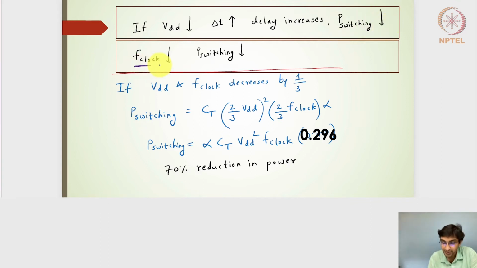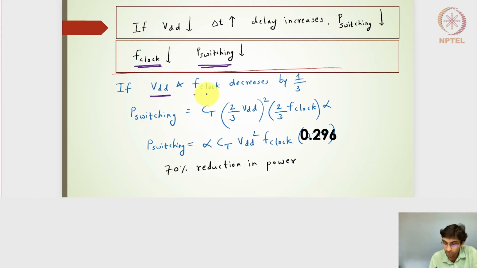Another component of the power is the clock frequency. If the clock frequency itself is reduced, instead of 1 gigahertz, if I reduce it to say 1 megahertz, it is going to have 1,000 times less power switched in that particular clock cycle. So now, the switching power is a function of VDD, and a function of F clock as well.